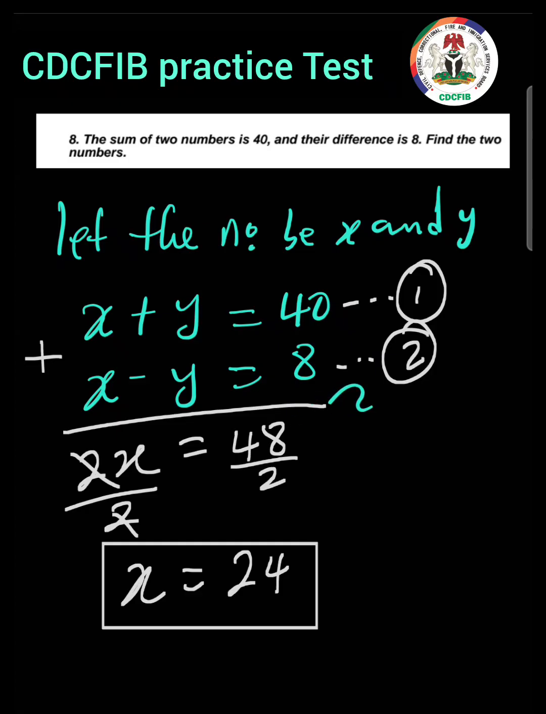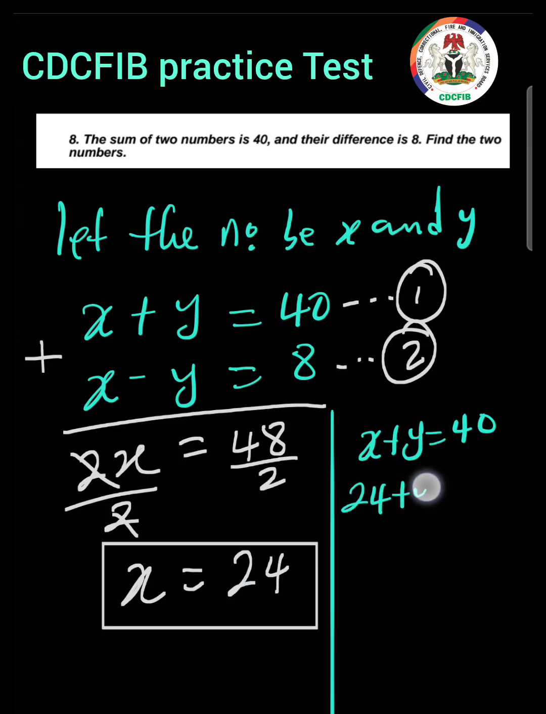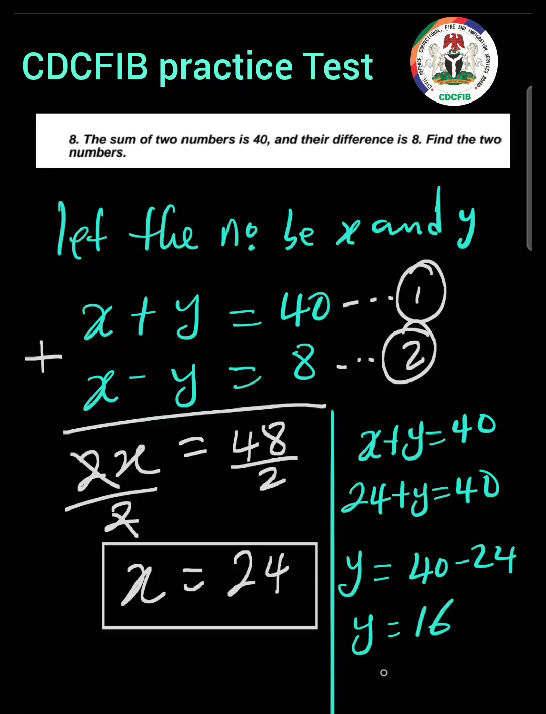Then to solve for the value of y, we are going to replace this value of x in any of the equations. So let's use equation 1, which is x plus y equal to 40. In place of x, we're going to replace 24. So this is going to be 24 plus y equal to 40. Then when we take this 24 to the right hand side, it becomes negative. So we have only y on the left hand side, which is going to be equal to 40, and the 24 will go to the other side and turn to negative 24. So y now will be equal to 40 minus 24, which gives us 16. Therefore, the first number is going to be 24, which is x, and the second number is going to be 16.